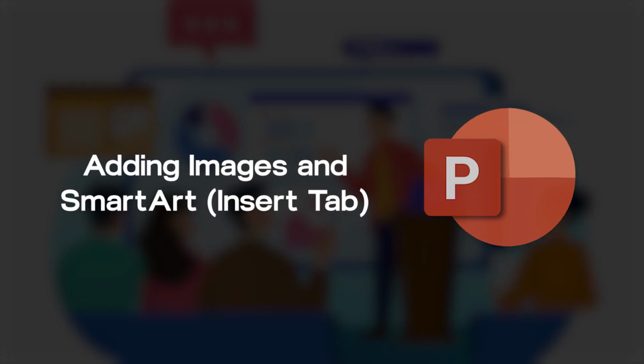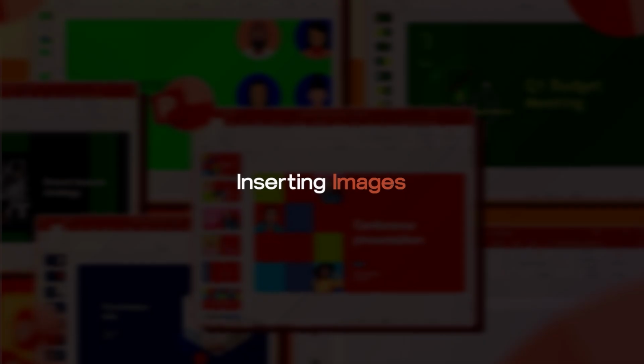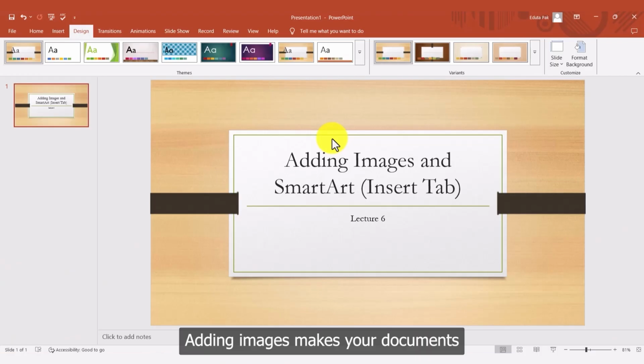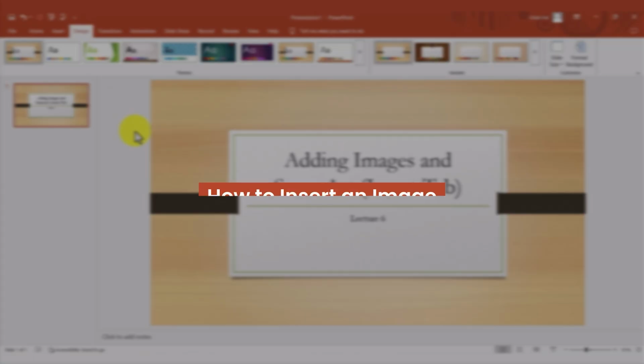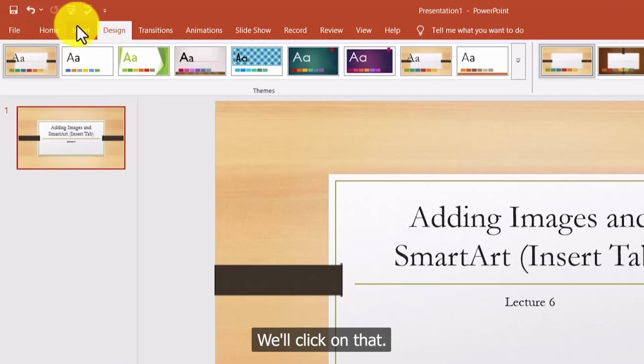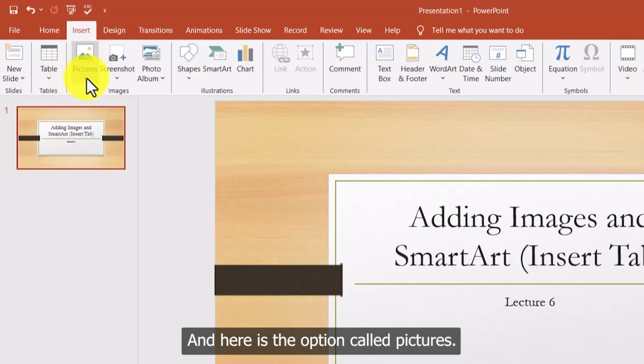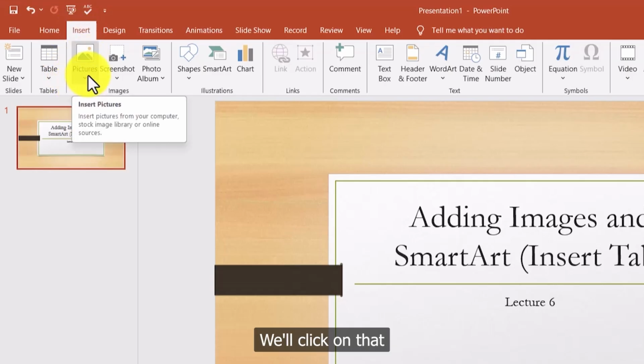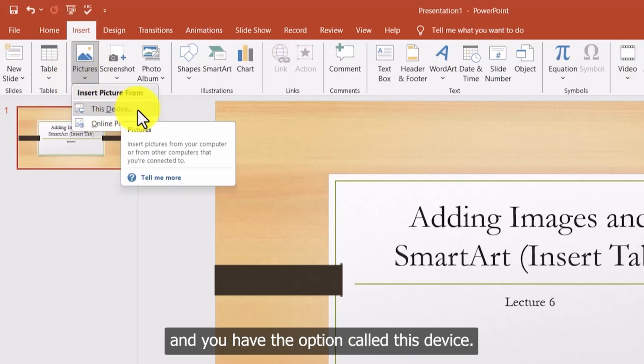Adding images and SmartArt. Insert tab. Inserting images. Adding images makes your documents more engaging and helps clarify your content. How to insert an image? Go to the Insert tab on the ribbon. We'll click on that, and here is the option called Pictures. We'll click on that, and you have the option called This Device.